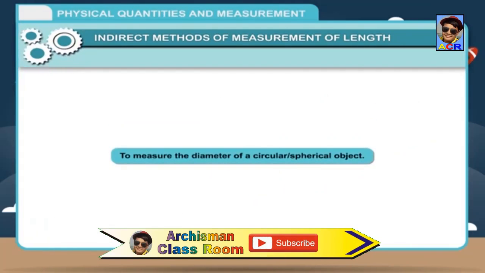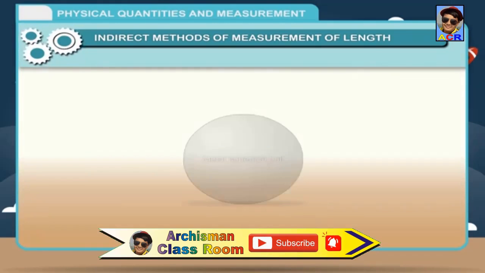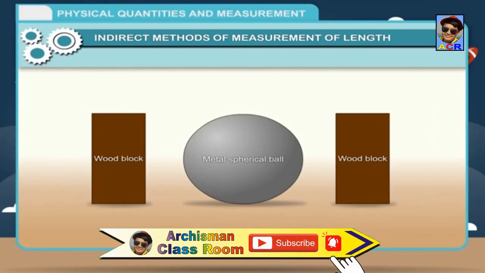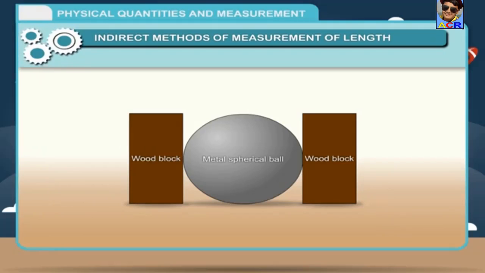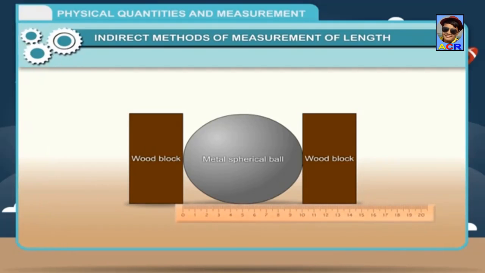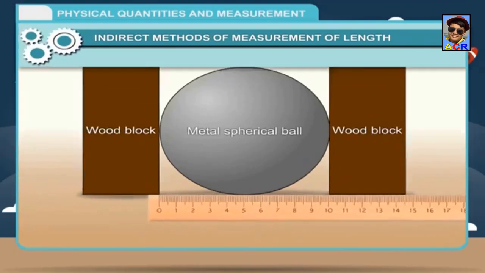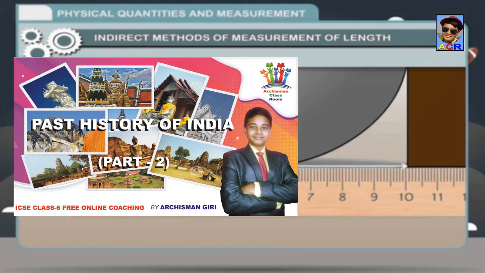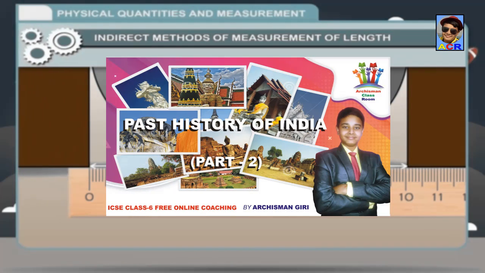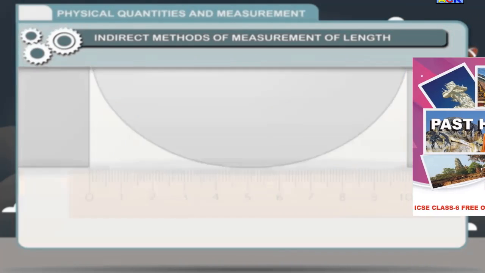Activity: to measure the diameter of a circular or spherical object. Take a metal spherical ball and 2 wooden blocks. Place the spherical ball between 2 blocks. Mark the point of contact of the sphere with the blocks. Using a ruler, measure the distance between the inner faces of the 2 blocks which are in contact with the sphere. If the ruler is placed as shown in the figure, the difference between the 2 readings on the ruler gives the diameter of the sphere.